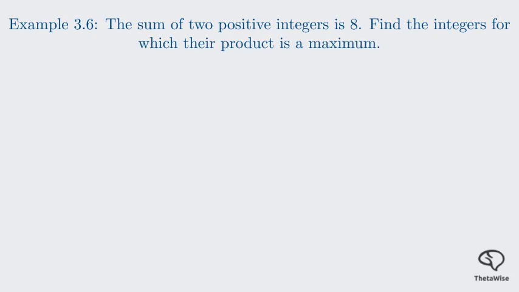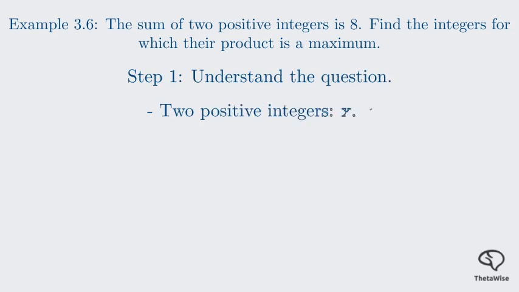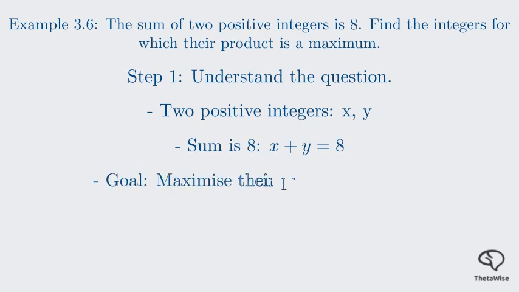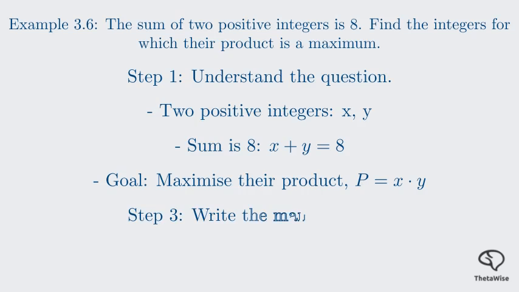Let's break this down using our strategy. Step 1 is to understand the question. We are told the sum of two positive integers, let's call them x and y, is 8, and our goal is to maximize their product. Step 2 is to sketch, but for this problem, it's not really needed. For step 3, we write our objective function. The quantity we want to maximize is the product, p, which is x times y.